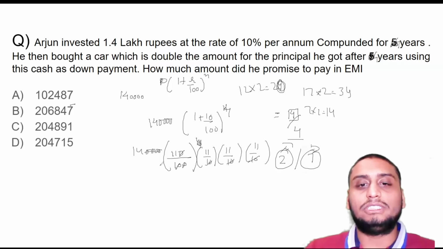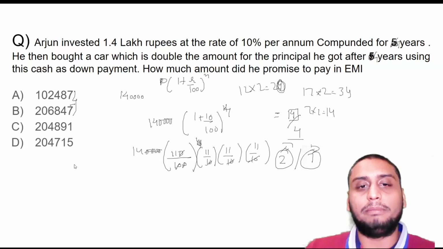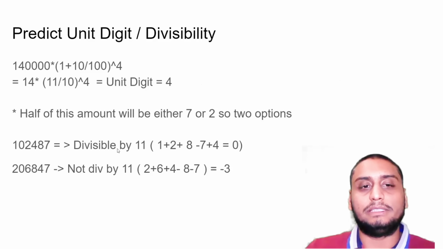So there are two options, 7 and 2. So you have only two options, and then you can see whether either is a multiple of 11 or not. So you can check divisibility by 11, and you can see that only one is divisible by 11. I hope you guys know how to calculate divisibility by 11.